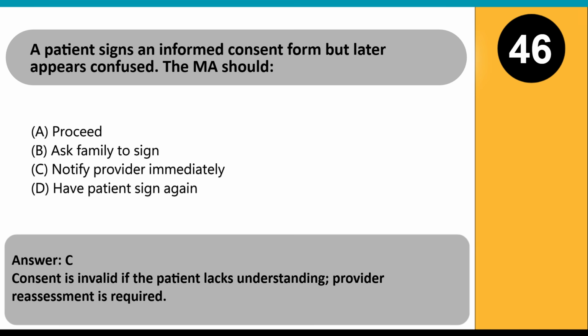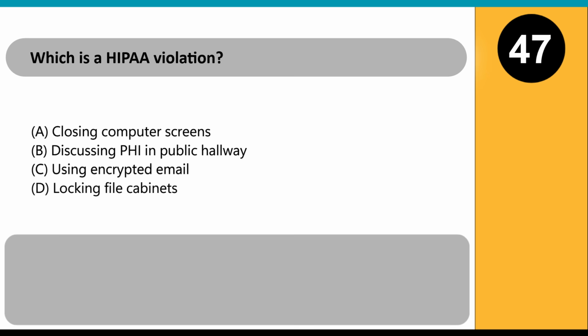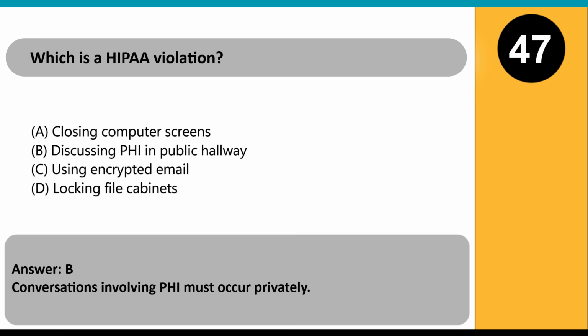Provider reassessment is required. Which is a HIPAA violation? A. Closing computer screens. B. Discussing PHI in public hallway. C. Using encrypted email. D. Locking file cabinets. Answer: B. Conversations involving PHI must occur privately.